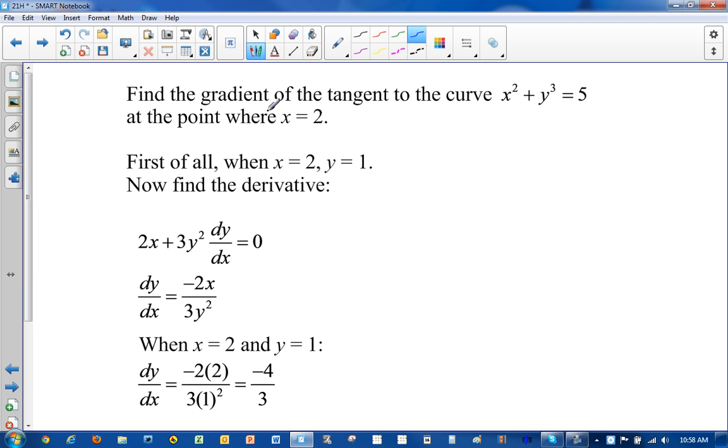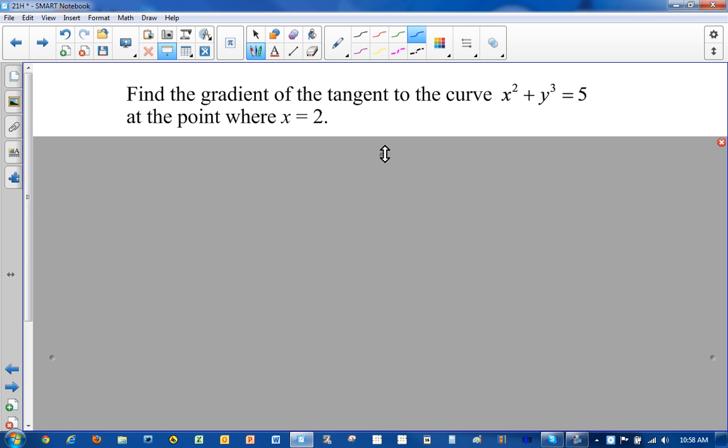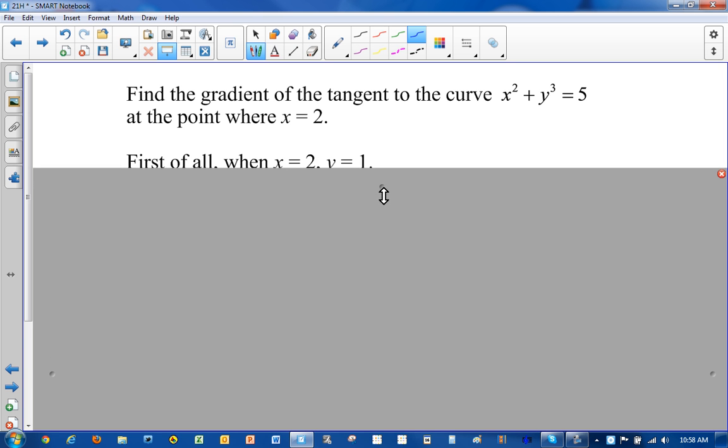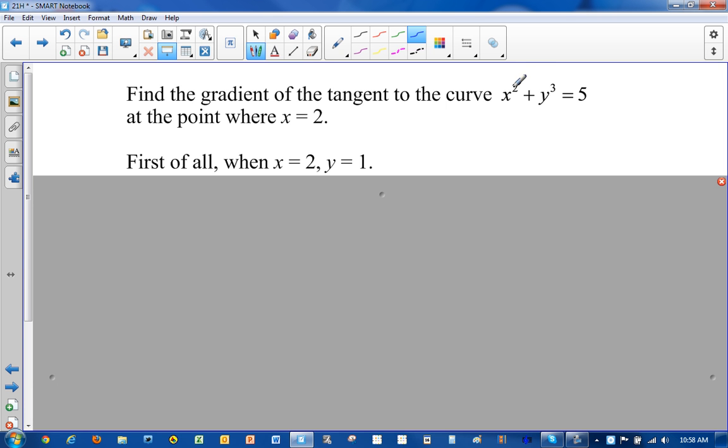All right. So as an example, let's hide this a little bit. We are going to find the gradient of the tangent to the curve x squared plus y cubed equals 5 at the point where x equals 2. All right, well, first let me notice that when x equals 2, this term is 2 squared, which is 4. So 4 plus y cubed would have to equal 5, meaning that y cubed is 1, meaning that y is 1. So it's always a good idea to solve for y before you proceed, because very often x and y show up in your derivative dy dx function.